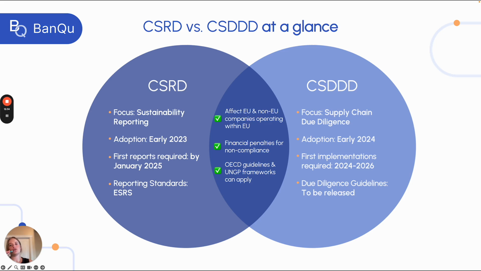Now, the CSDDD instead is very focused on supply chain due diligence. So it's like, okay, throughout your supply chain operations, end to end, what are the effects on the environment? How are humans treated and paid within your supply chain operations? The implementation timeline is similar, but not exact. And then the guidelines are to be released.